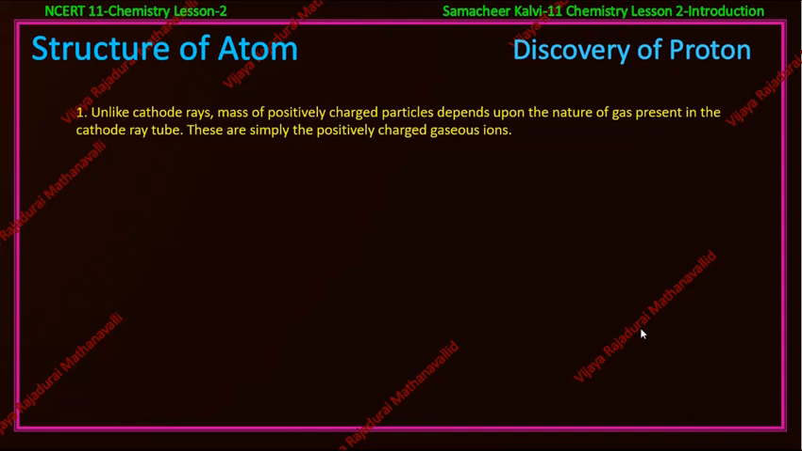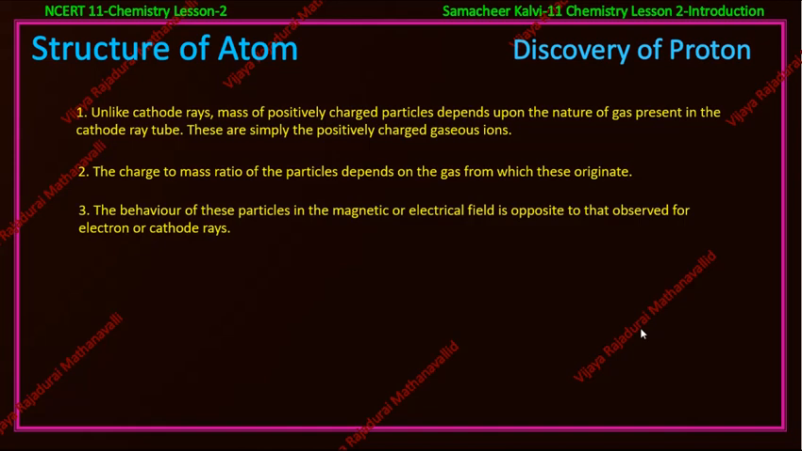The second one is the charge to mass ratio of the particles depends upon the gas from which these originate. The third one is the behavior of these particles in a magnetic field or electric field is opposite to that observed for electrons or cathode rays.